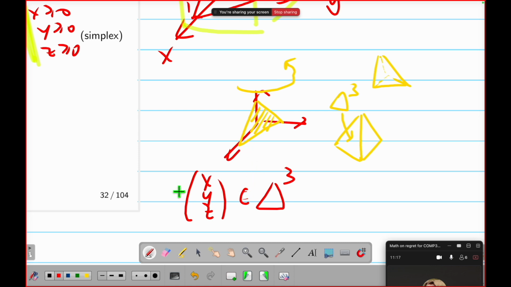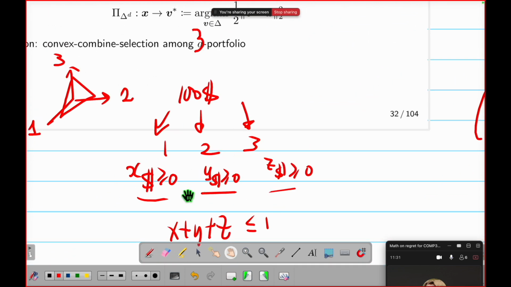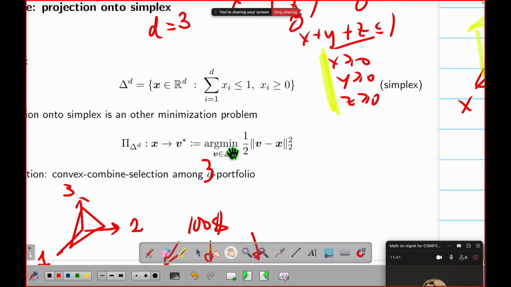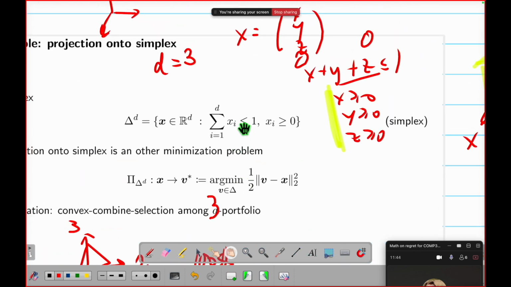This means I can make some decision within this shape. That means I have to stay inside this triangle, or this simplex, or this pyramid. Inside this simplex means I am not spending a negative amount and I'm not borrowing money. I have some 100, and I just distribute 100 across X, Y, Z. And also, remember, the sum is smaller than 1, it doesn't have to be 1.